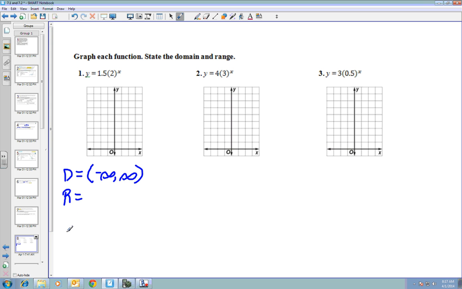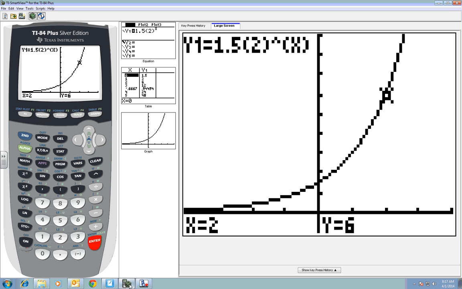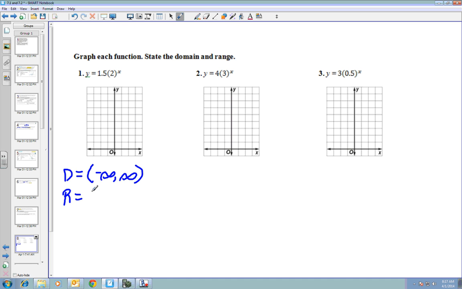My range is how far down and how far up does this go? My y values. Well, how far down does this graph go? It gets close to 0, right? But remember I said it never crosses that x-axis? So it gets close to 0, and then it goes up to infinity. So when I write it, I'm going to say 0, and I have to use a parenthesis because it doesn't include 0, to infinity. Okay?